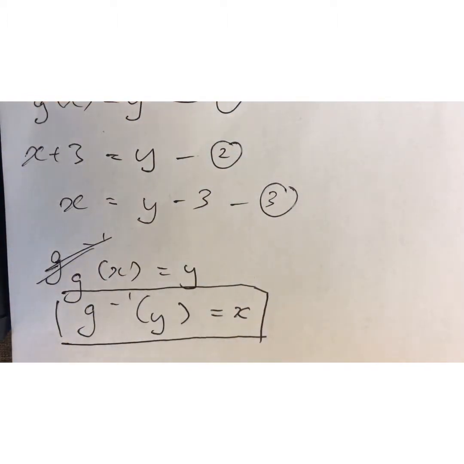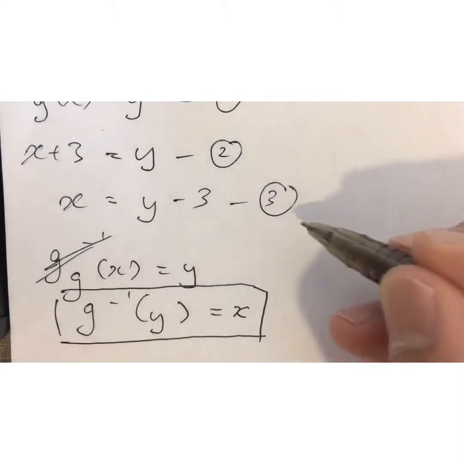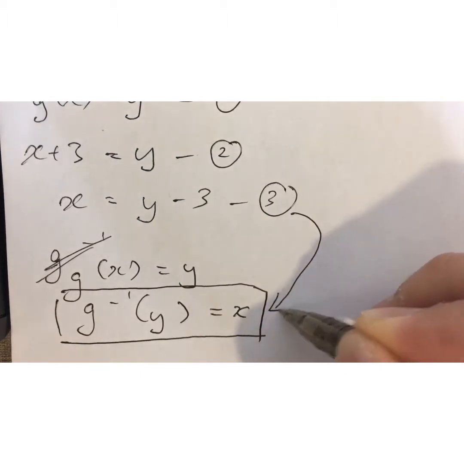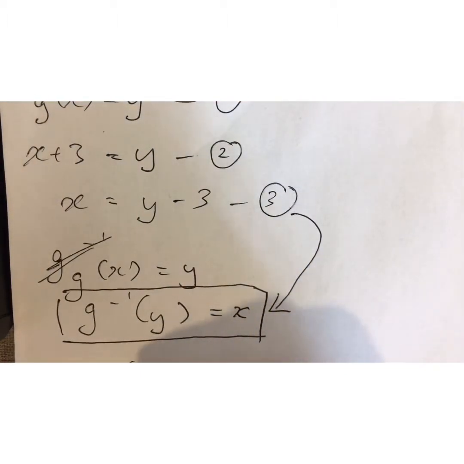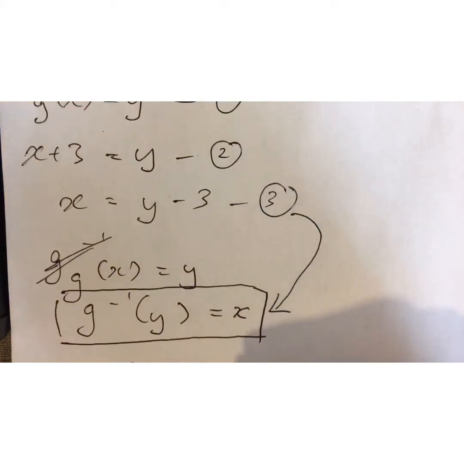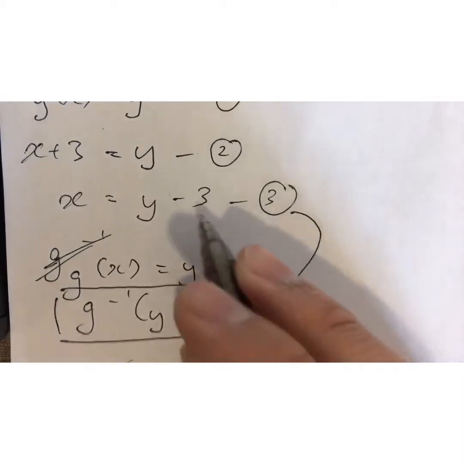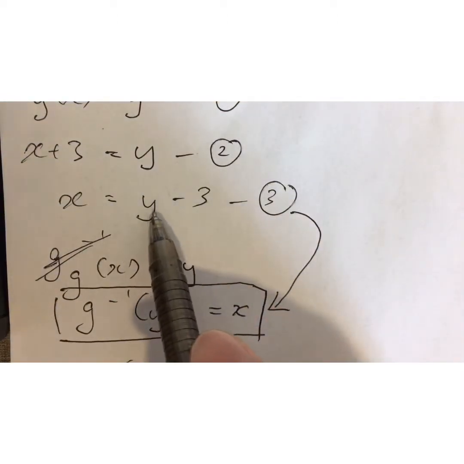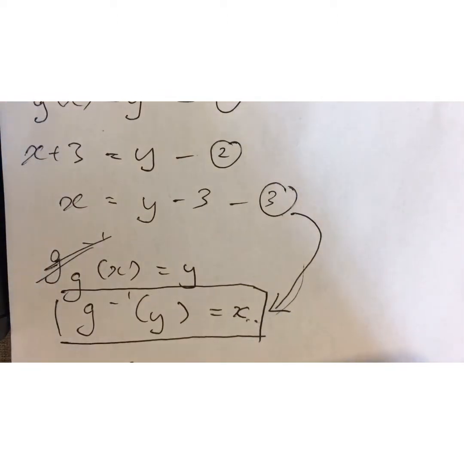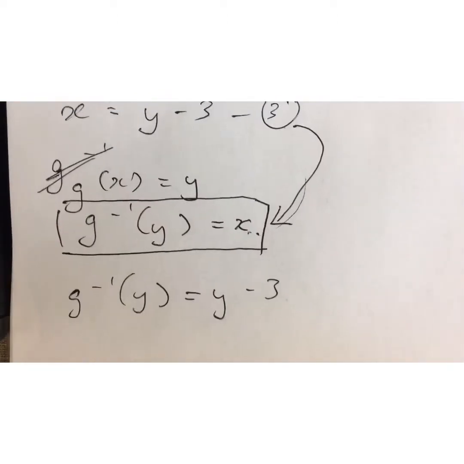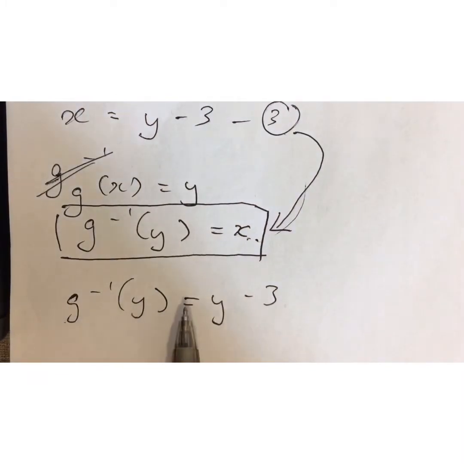So from here it is very easy already. As you know, from step 3, x equals y minus 3, right? Because the x here, and x equals what you know from here, is y minus 3. You put it into x, and hence you get this: g inverse of y equals y minus 3.